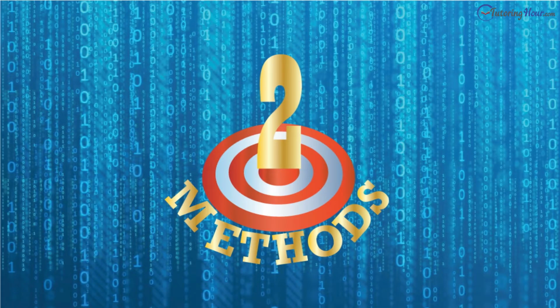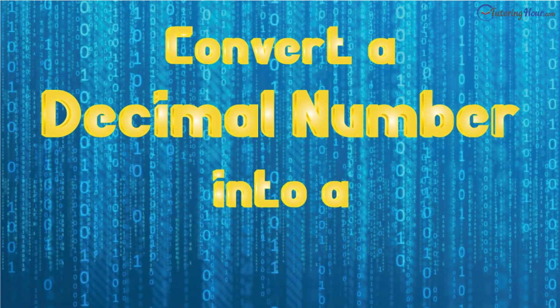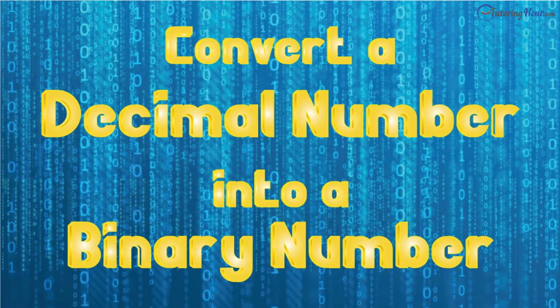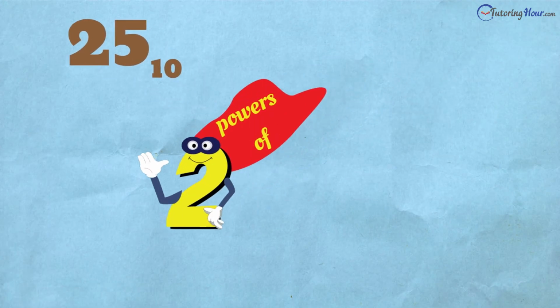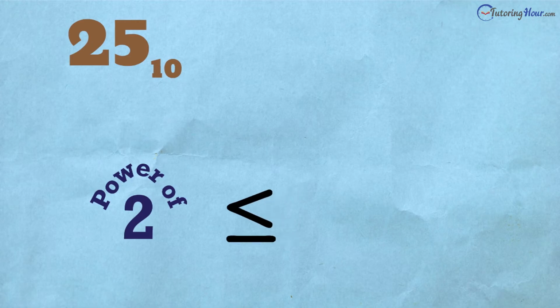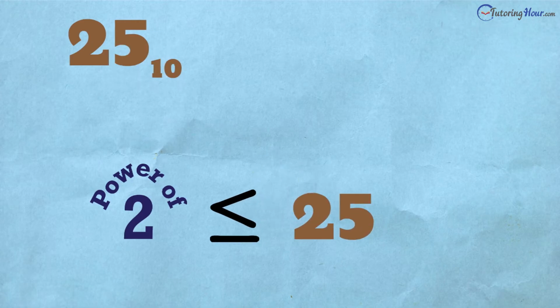In this video, I'm going to show you two different methods to convert a decimal number into a binary number. Let's start encoding our first decimal number, 25. But before we go ahead, let's write down the powers of 2, and then look for a power of 2 that is less than or equal to 25.